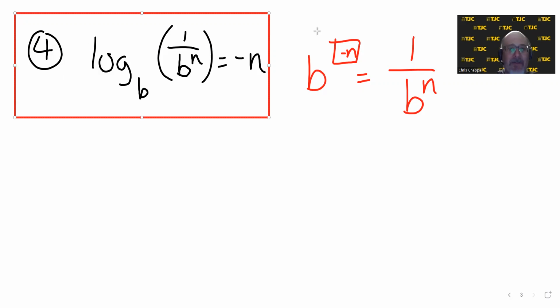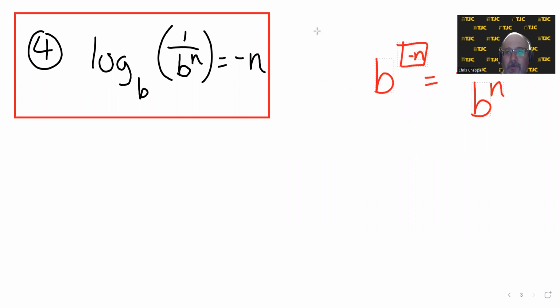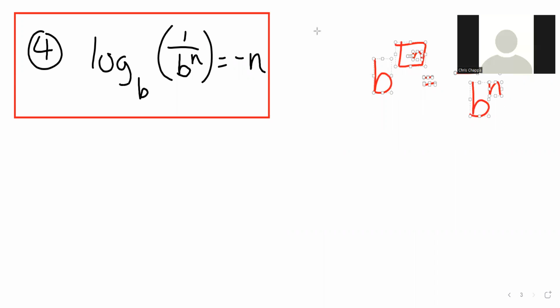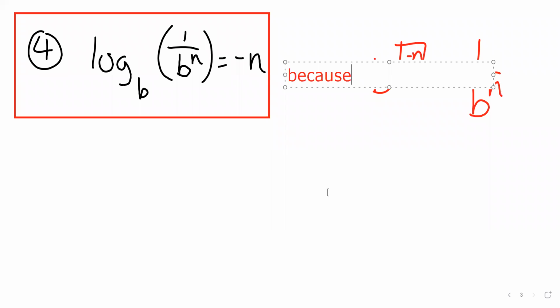In fact, this statement that verifies it is sitting over here in red. So let's just slide it over a little bit. And it's under my face right there. You know what? We'll just have to turn my face off right now. And we will type the word because in here. So log base b of 1 over b to the nth power is negative n, because b to the negative n power is equal to 1 over b to the n.